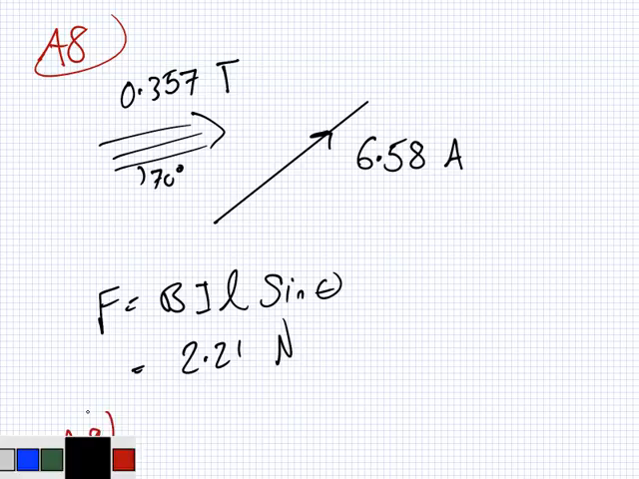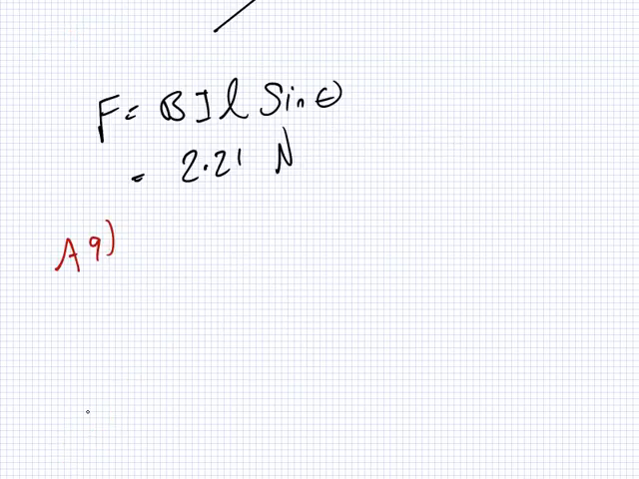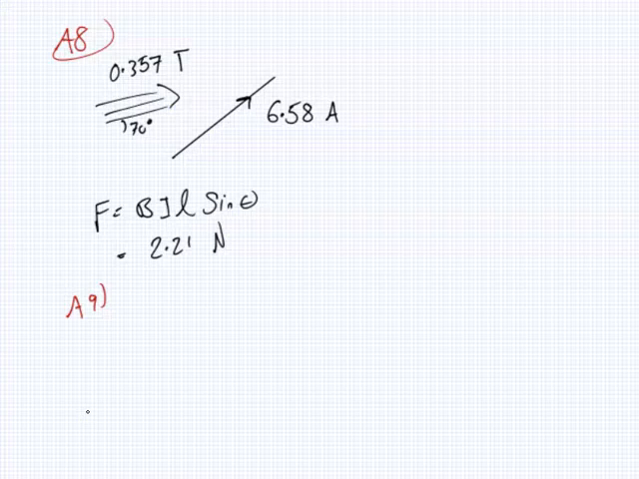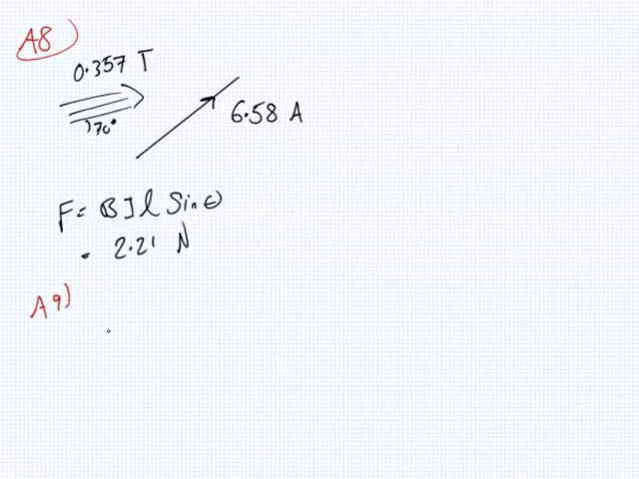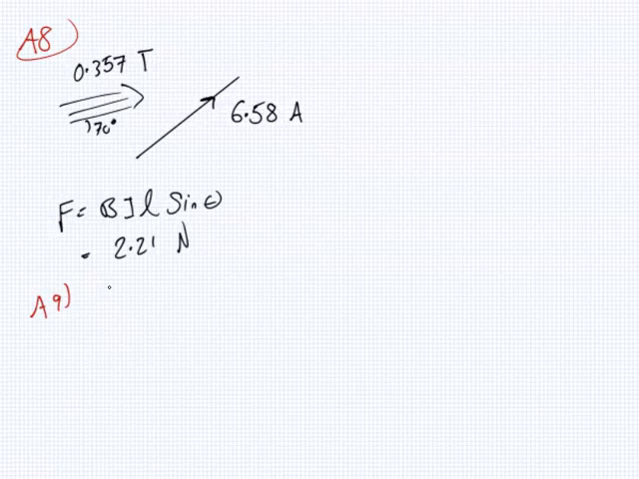A9. What is the B? The B, the flux density. It's given in the question, in Tesla.